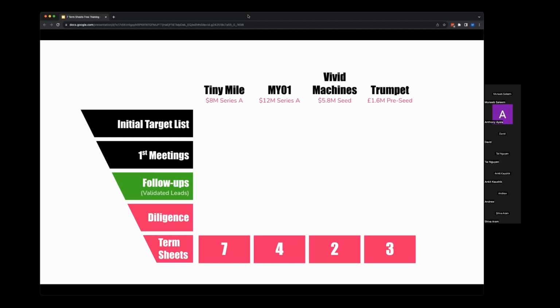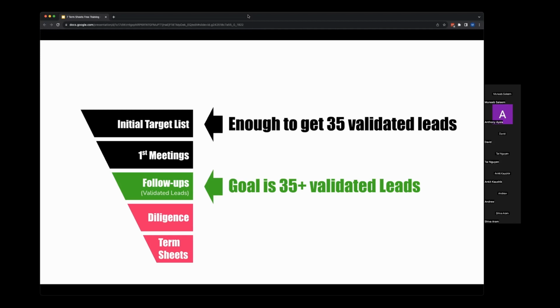A typical funnel looks like this. You have your initial target list at the top, you have a first meeting, then you have some follow-up meetings where we're validating the leads. Then we move to diligence. Ideally, we move to term sheets, and then we move to closing afterwards, right? Not complicated, but we want to look at what this actually looks like.